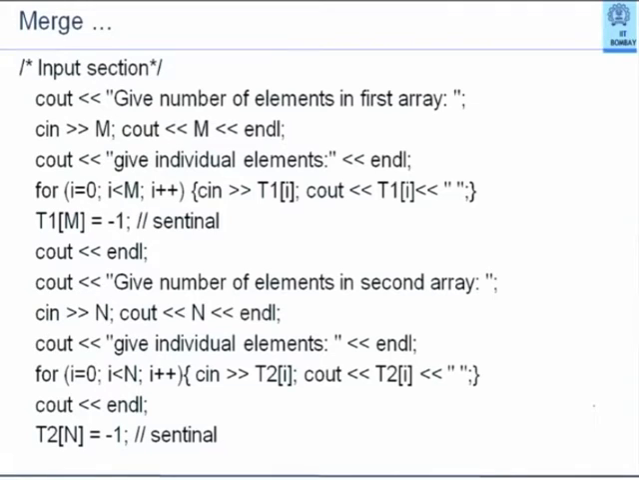So here is the input. I read m elements of the first array and n elements of the second array, but I make sure that I put a sentinel value here as the mth element and another sentinel value here as the nth element. Is that clear? So I read all the input and push the next element as minus 1. Having done that, this is clear, this is just the input and standard assignments to the sentinel.